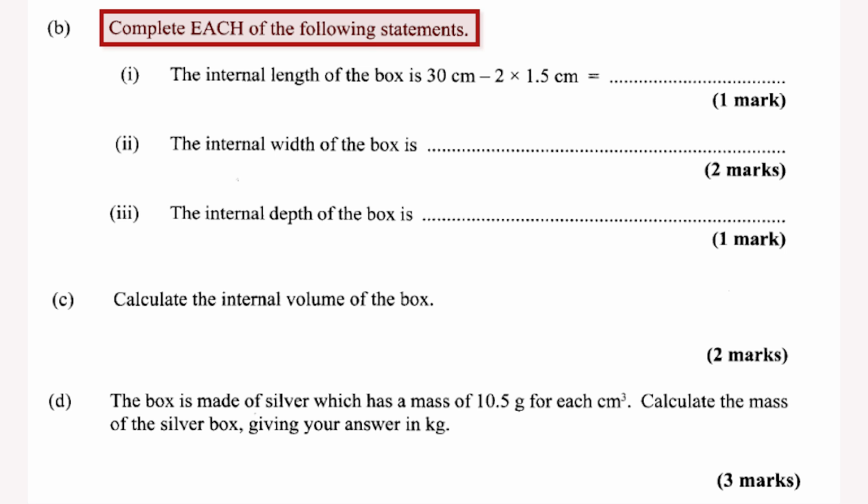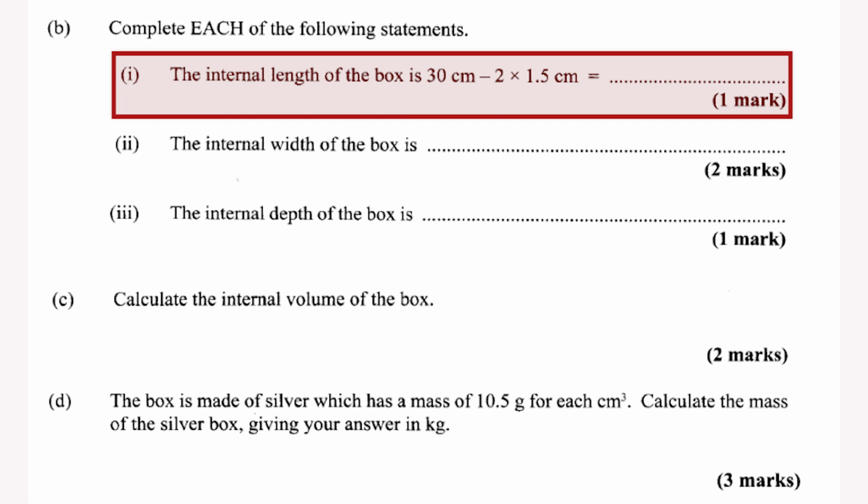Complete each of the following statements. So part 1, the internal length of the box is 30 centimeter minus 2 times 1.5 centimeter. Remember, the thickness of the box is 1.5 centimeters. So the internal length of the box would be the external length minus the thickness on the 2 sides.